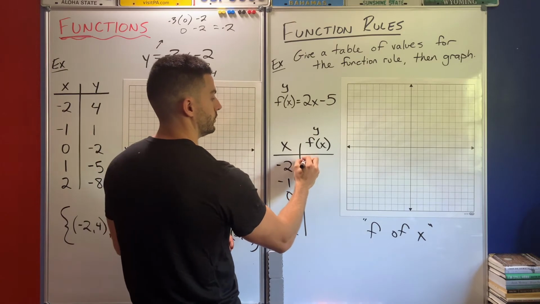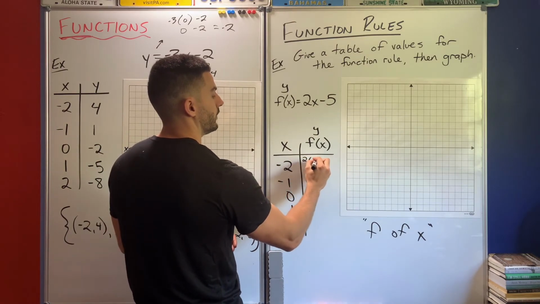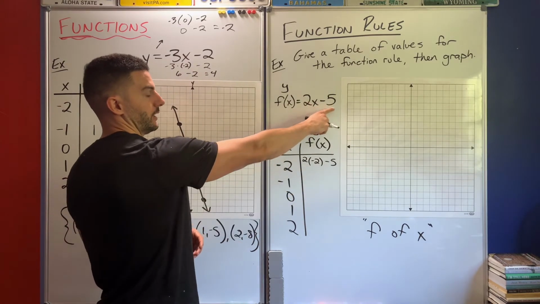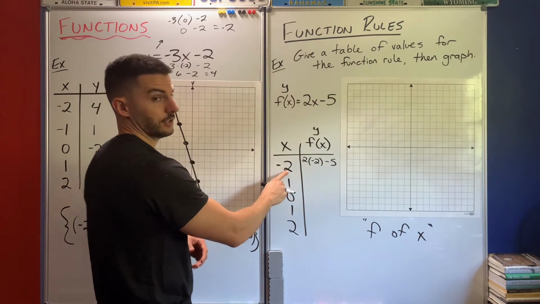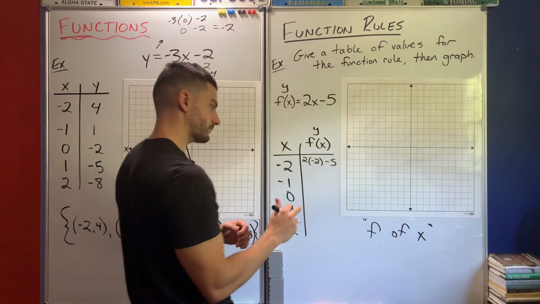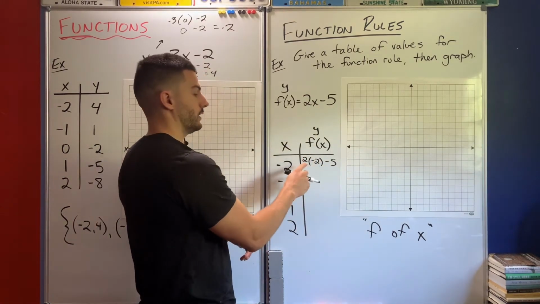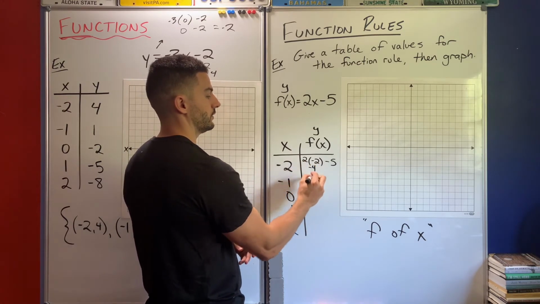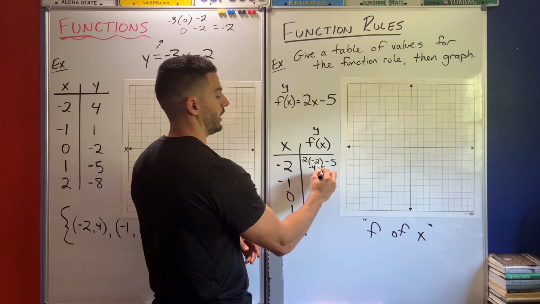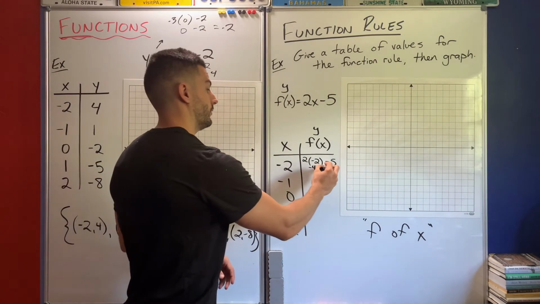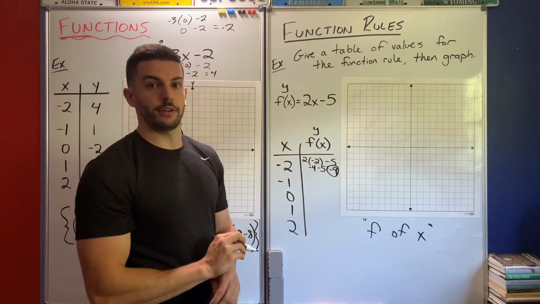So it'll be 2 times negative 2 minus 5. Okay. Because again, instead of 2x minus 5, it's 2 times that x value, which is negative 2. That's the first one. So I substitute that in for x. And then I simplify that out. So negative 2 times negative 2 is negative 4. And then negative 4 minus 5 is negative 9. Okay, so negative 9 is that value there.